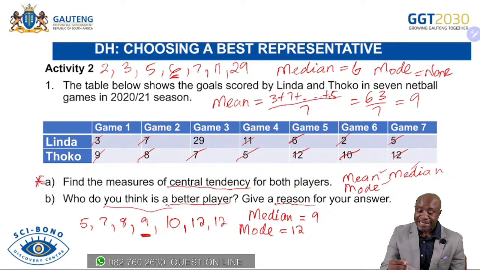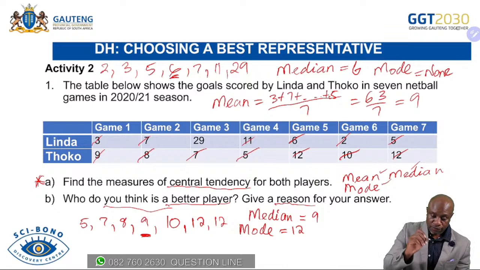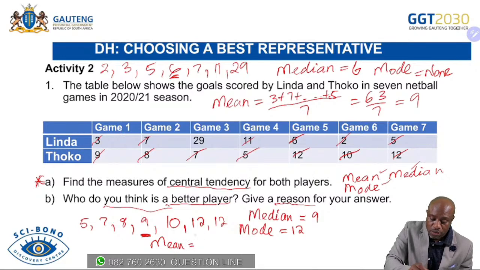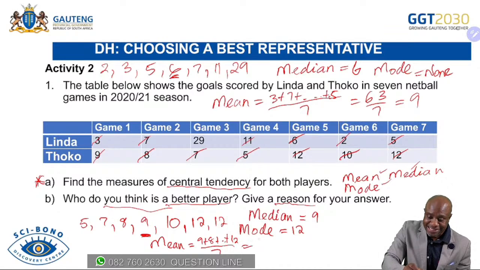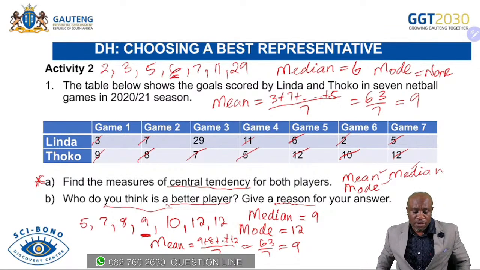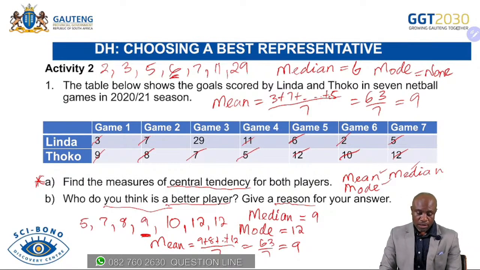Remember, we didn't get a mode for Linda because there was no repeated number, and that happens in some cases. Don't force it and say there must be a mode. If it's not there, it's not there. Don't come up with something that is not there. Then with the mean, we do the same. We add the scores, and we divide these numbers by 7, and we get 63 over 7. So now, wait. These 2 players got the same mean, different medians. The other one didn't have a mode.